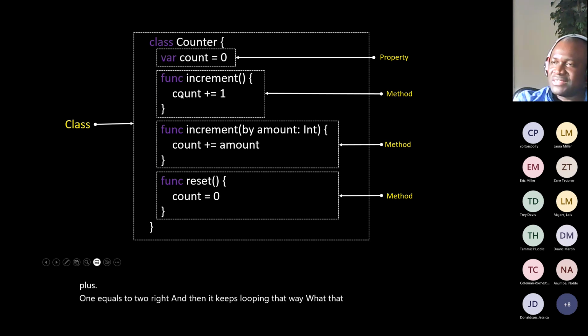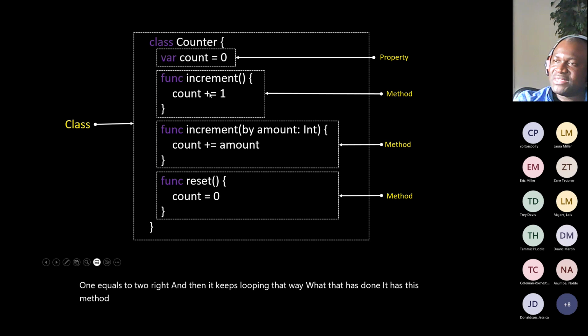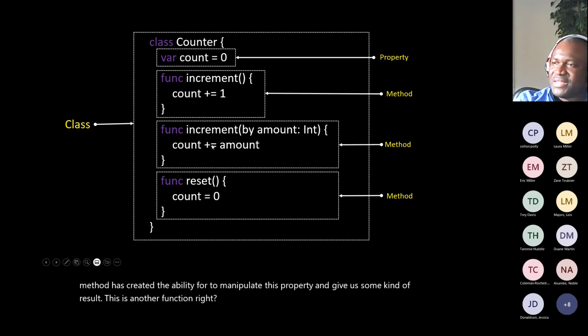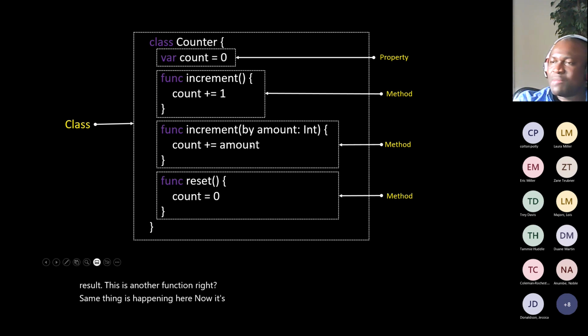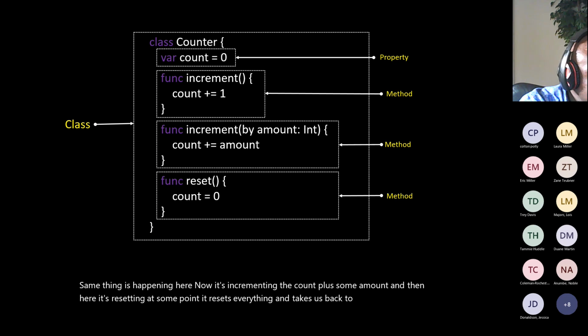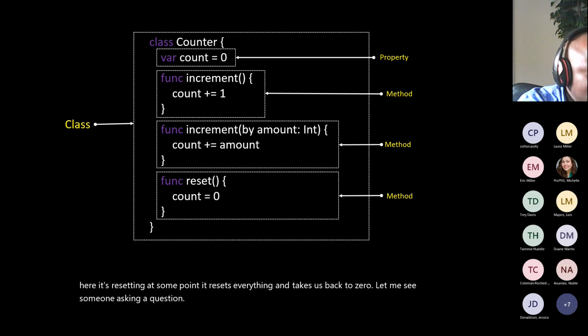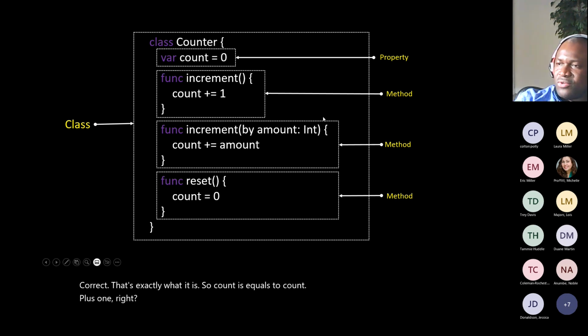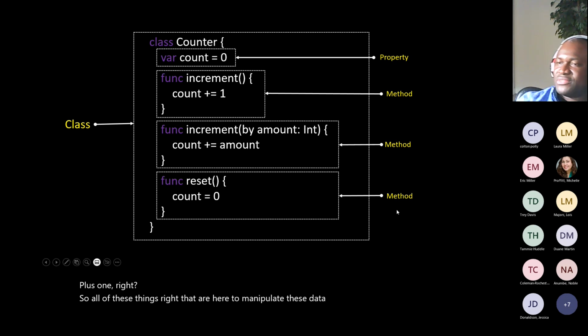What this method has done is create the ability to manipulate this property and give us some kind of result. This is another function. Same thing is happening here. Now it's incrementing the count plus some amount. And then here it's resetting at some point. It resets everything and takes us back to 0. Let me see, someone is asking a question. Correct, that's exactly what it is. So count is equal to count plus 1. All of these things that are here to manipulate this data are what you call methods.